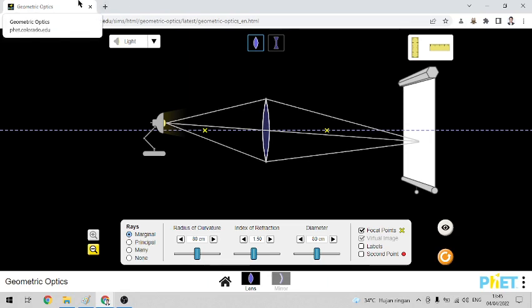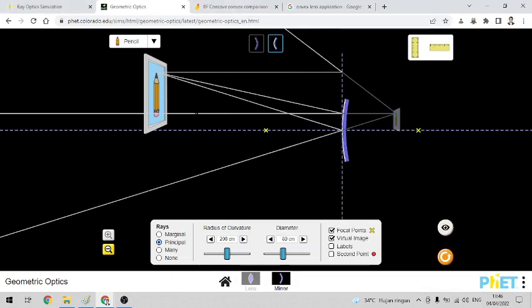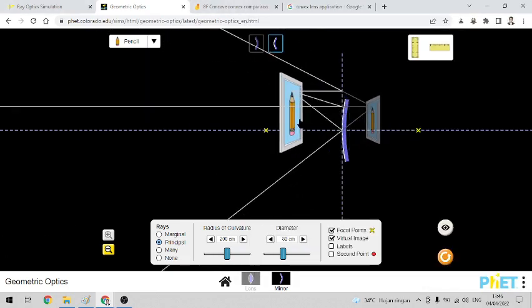Okay, so what about the calculation? The calculation will be simple. I think you already remember the formula: 1 over f equals 1 over di plus 1 over do. But let's check it with the simulation.